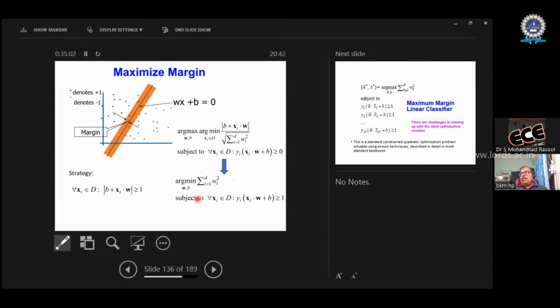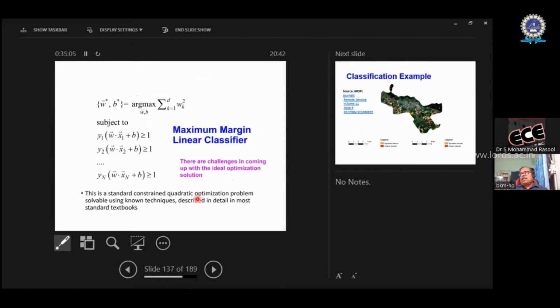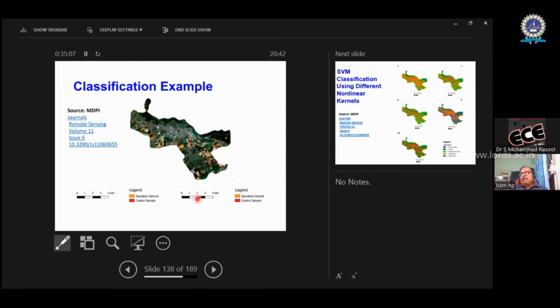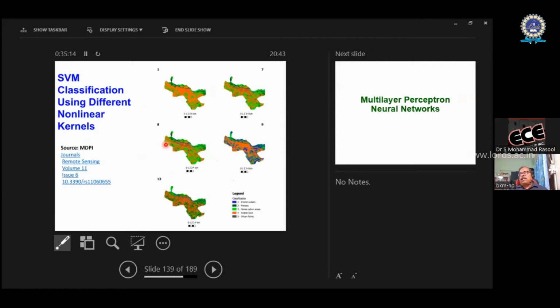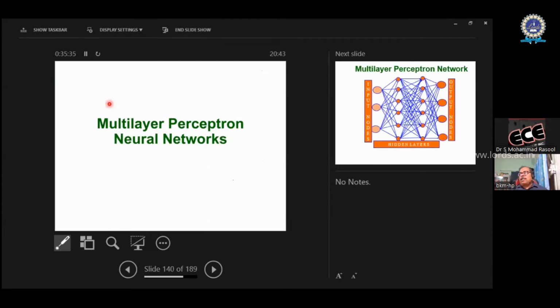So this is how the support vector machine works. Here are some nice classification examples. I've given you the reference. This is open access. You can always download the paper and read it. If you read up on support vector machines, you know sometimes the data may have to be pre-processed through nonlinear transformations. So these are different examples of it.